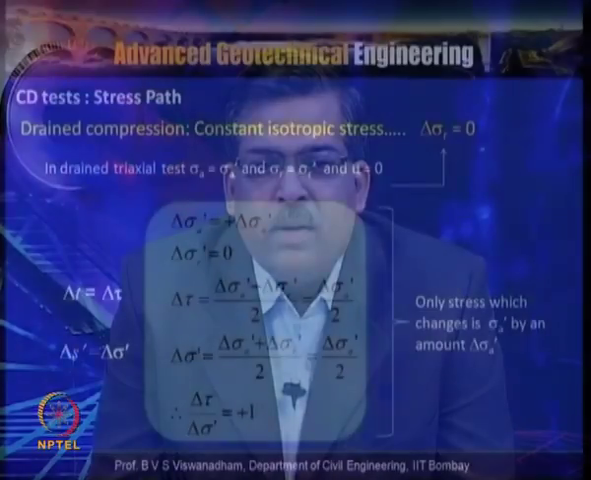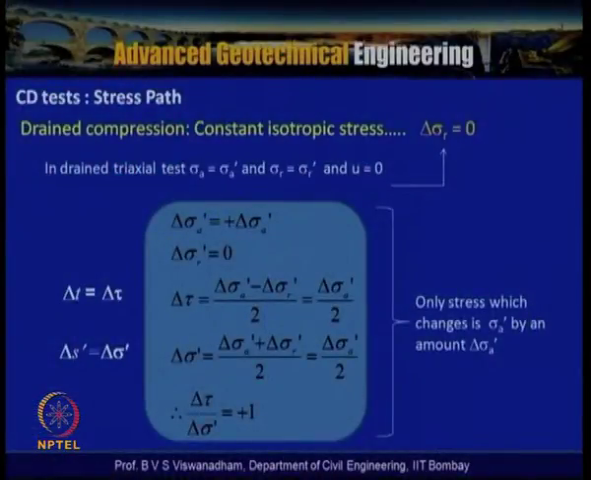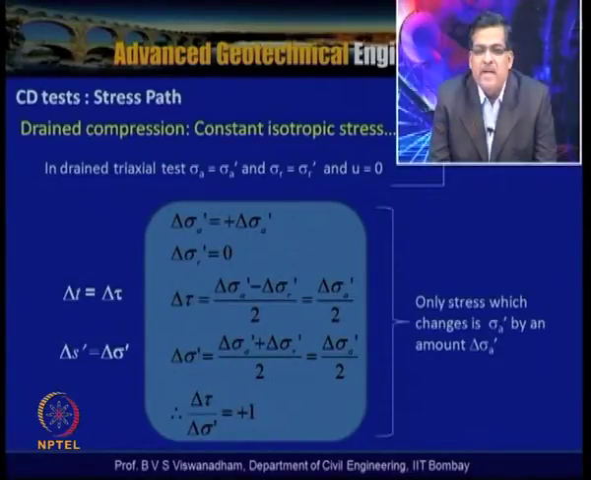Now let us consider the drained compression with constant isotropic stress, that means the change in radial stress, delta sigma r, is 0. So in a drained triaxial test, sigma a is equal to sigma a dash, and sigma r is equal to sigma r dash, and u is equal to 0, because the pore water pressure dissipation is 0. So delta sigma a dash is equal to delta sigma a, which is positive, and delta sigma r dash is equal to 0.